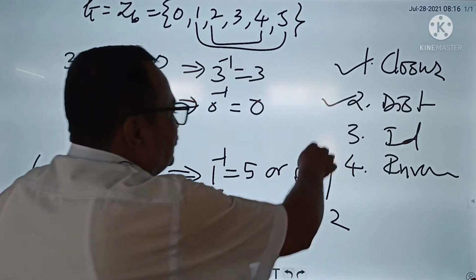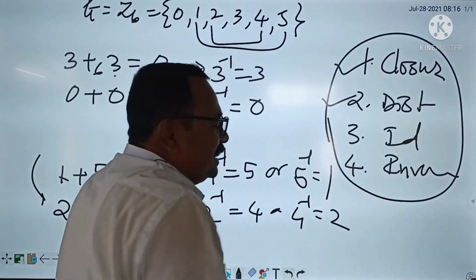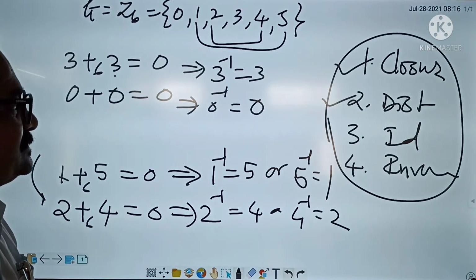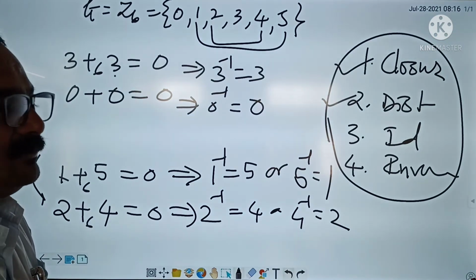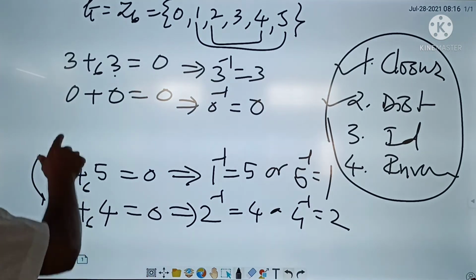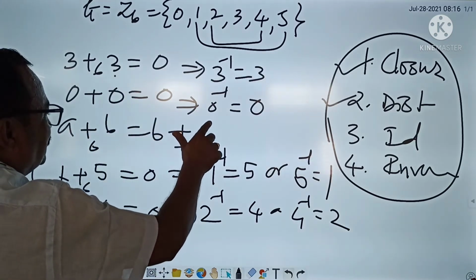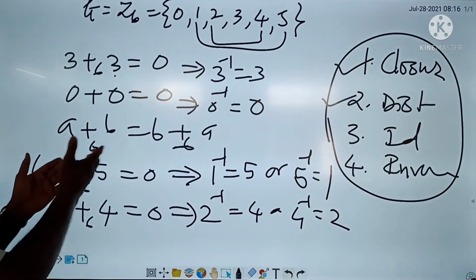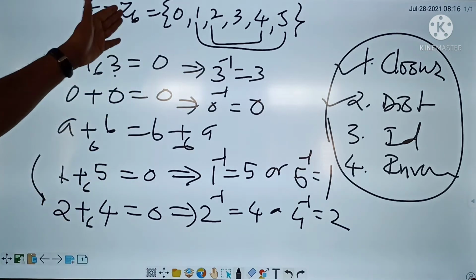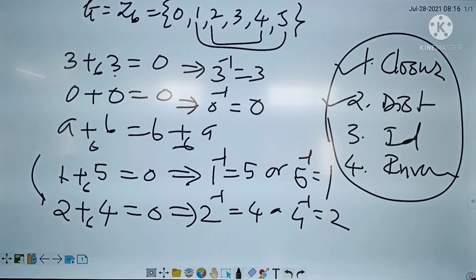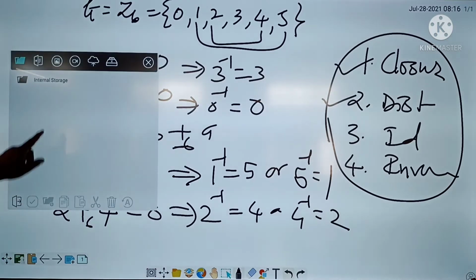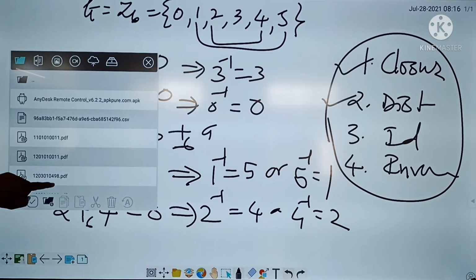Okay, see this, these are the 4 properties. Next is the abelian group, which means the commutativity holds, that is, a plus b must be equal to b plus a under addition modulo 6. No problem about this one. So this group is also an abelian group. So we turn towards our PDF.